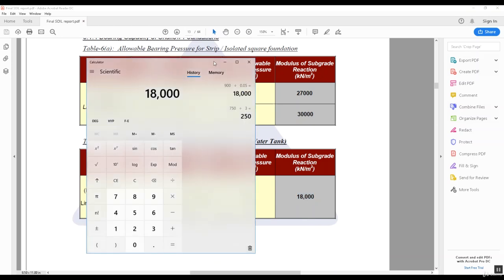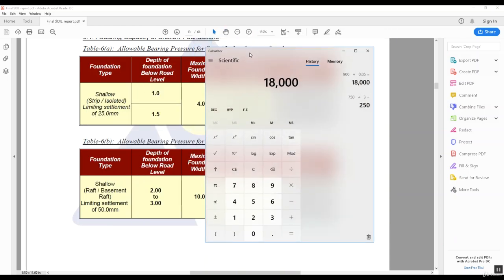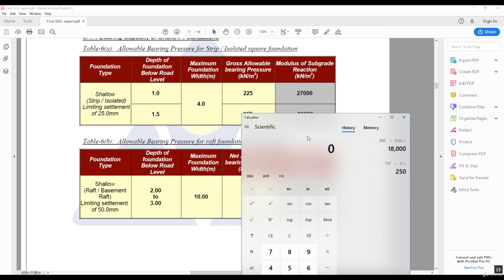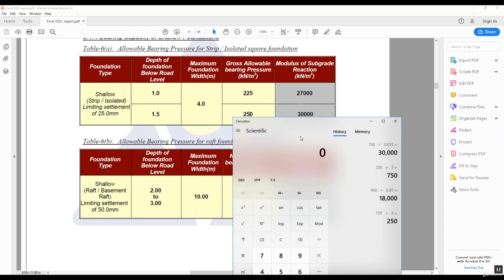Let's calculate the next one. We see the result: I have settlement, you see this 25 millimeter. For that, I have here 250. Multiply by the factor of safety 3, this is now the ultimate 750 kilonewton per square meter, divided by the settlement in meters, 0.025. It's 30,000. If you want, I will calculate the third one: 225 multiplied by the factor of safety 3, divided by 0.025, it's 27,000.